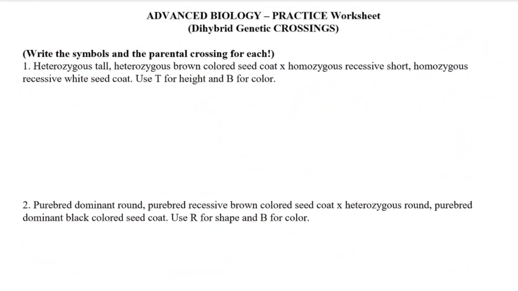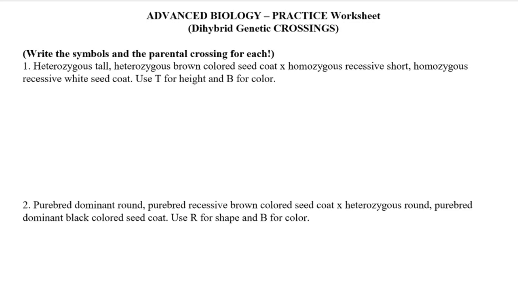Welcome to another video. We are now going to start working on dihybrid crosses. For this, it's going to look a lot like monohybrid crosses, but now we're going to be looking at two traits rather than one, because di means two, the prefix di. So we need to be very careful, especially when we're setting up the parents, that we keep these traits separate.